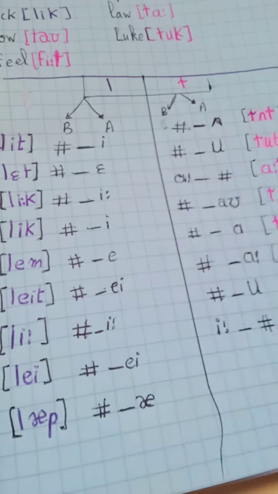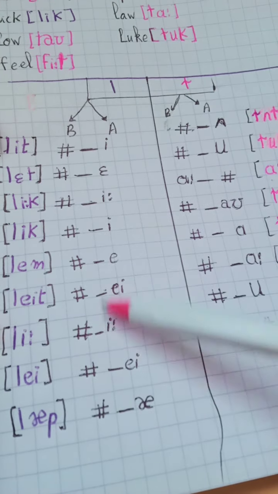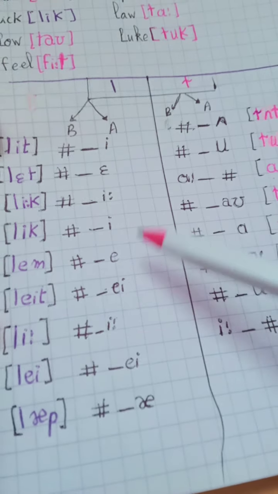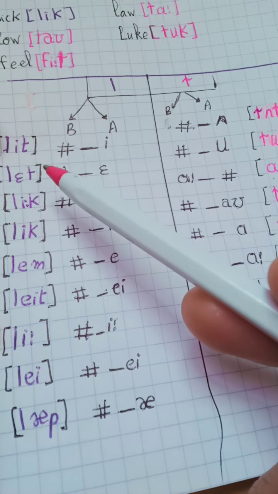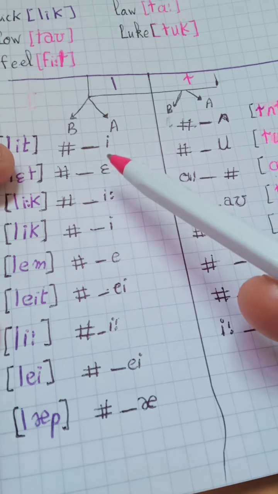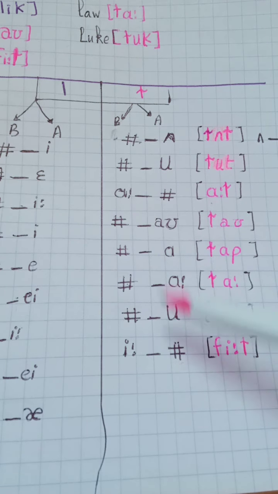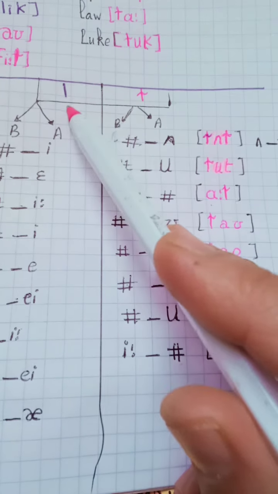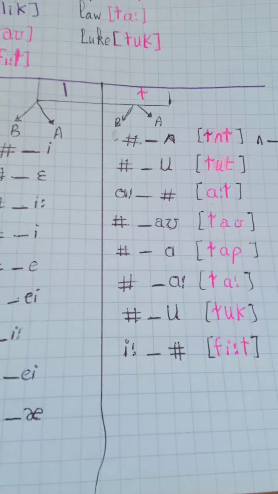So here the light L is the exception because it occurs in only one environment, which is the beginning of the syllable or beginning of the word and before a front vowel, whereas the dark L can occur elsewhere. So this is the basic phoneme and this is the exception. Let's write the rule now.